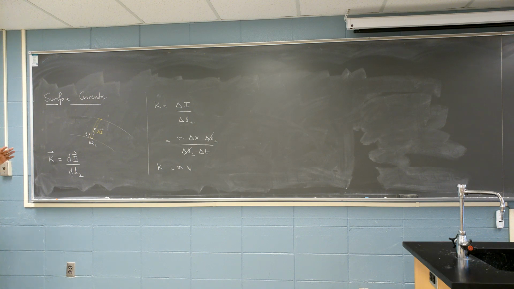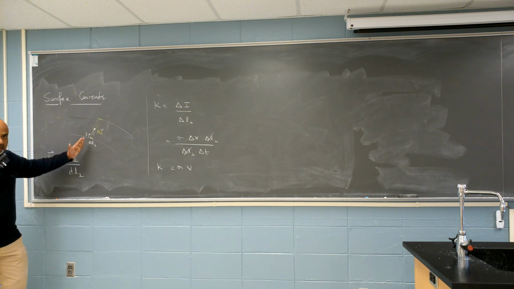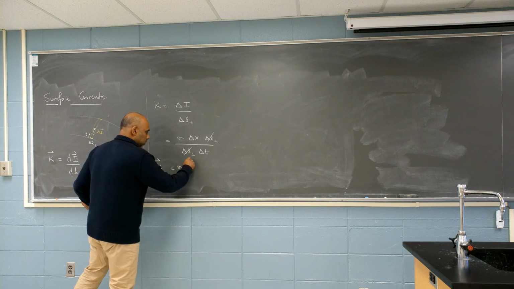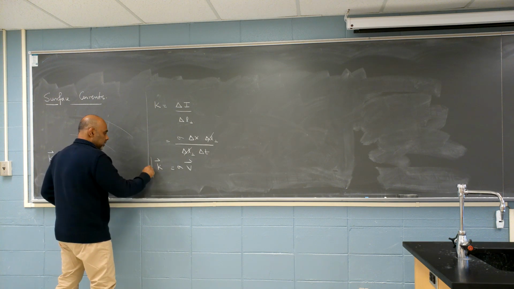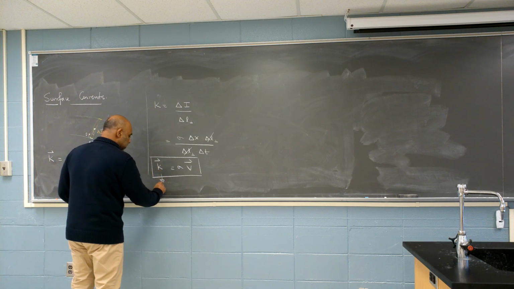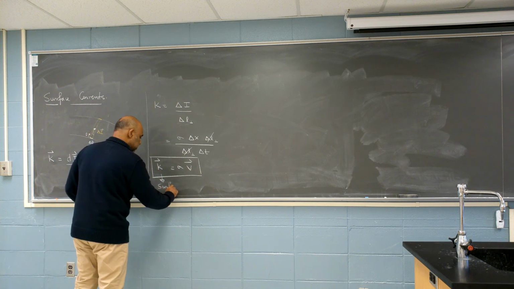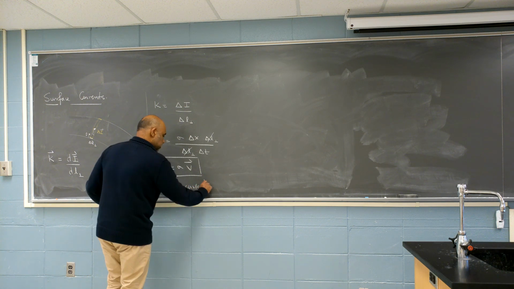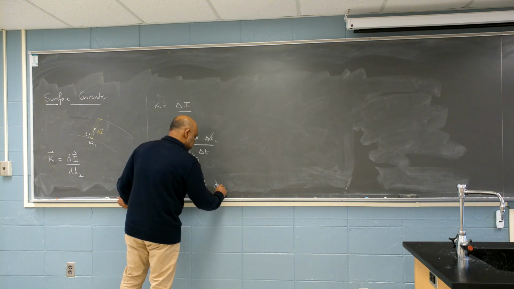We have intuitively done everything in magnitude, just keeping track of that one dimension. So vectorially speaking, this is the surface current density.